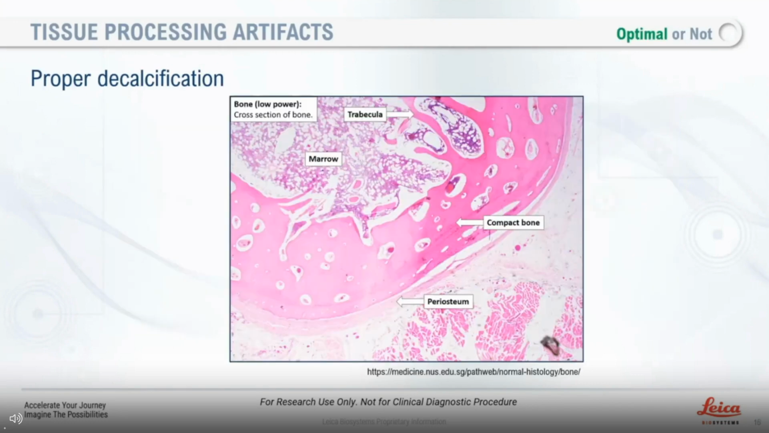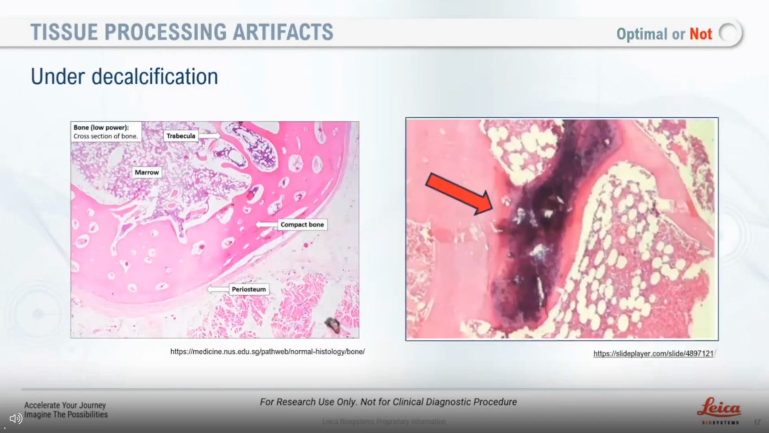This is a section of bone that has been properly decalcified. Here you can see the detailed structures such as the compact bone, bone marrow, trabeculae, and the periosteum. Contrasting to that section is an under-decalcified section of bone that results in areas that are thicker and that stain darker.